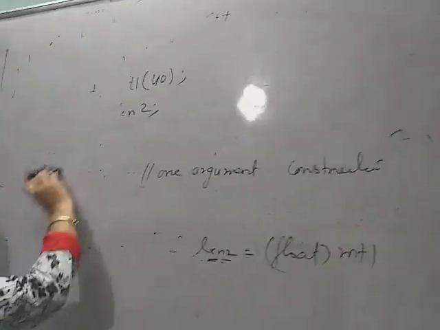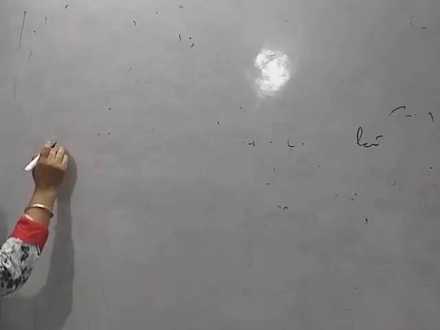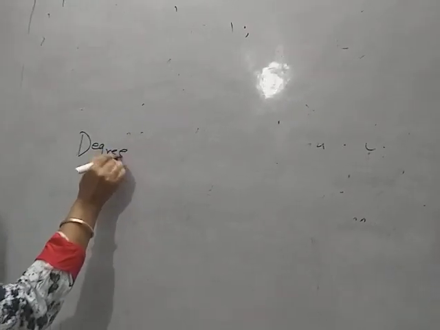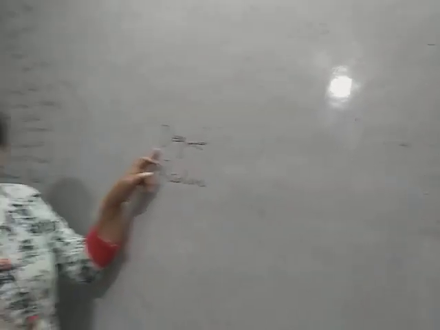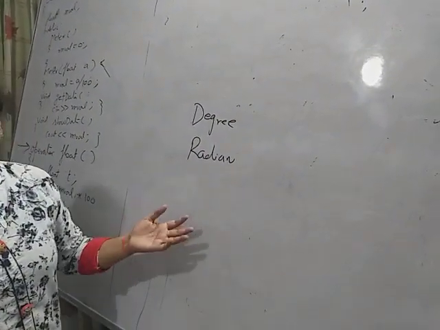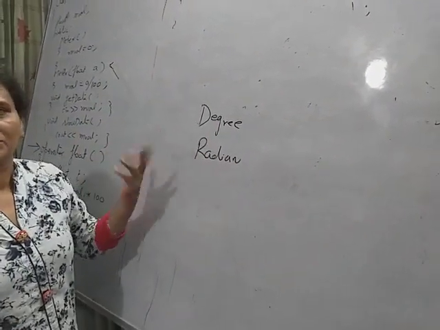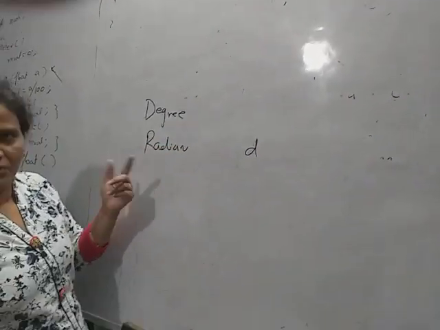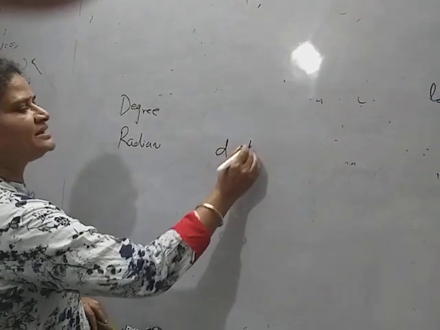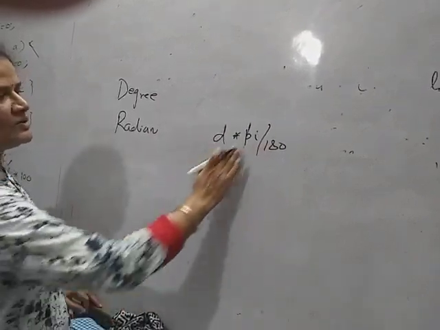Okay, so here I am taking the example of two classes. One is the degree class, and another one is a radian class. I want to convert the object of the degree class into the object of the radian class, or vice versa. I want to convert the radian class object into an object of degree. So you know that if the degree is d and you want to convert into radian, we simply write d into pi by 180.